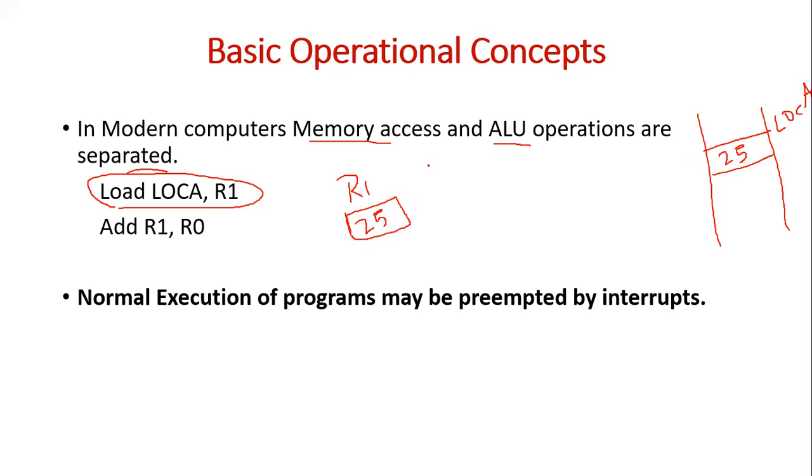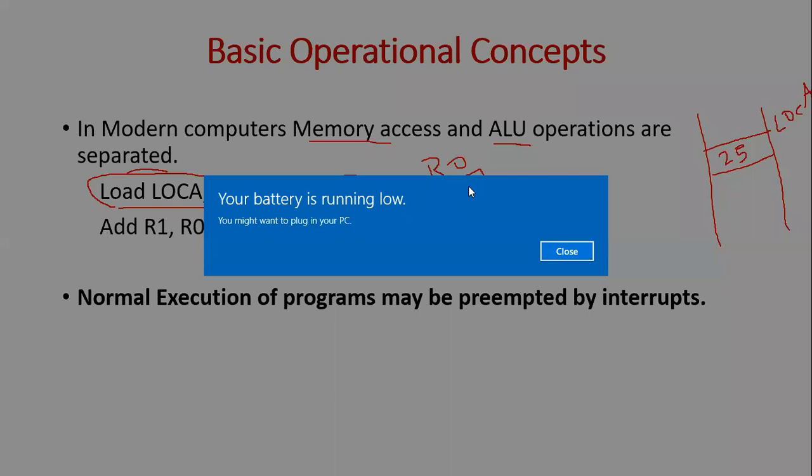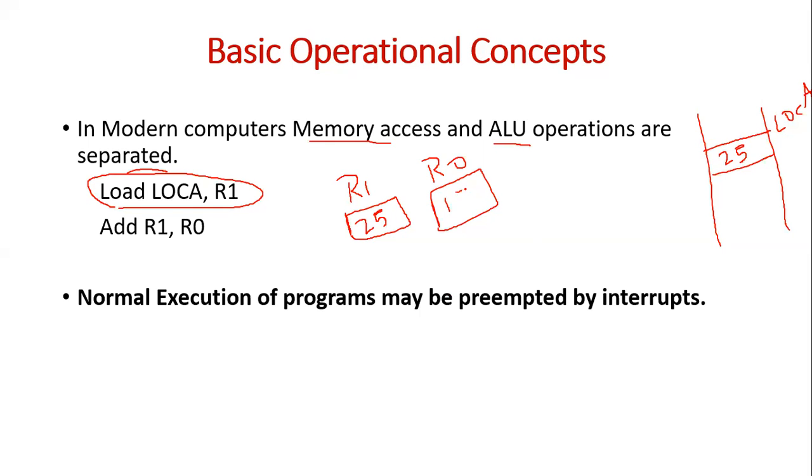Okay. And R0, we are already assuming, is holding the value 15. And then we are saying add R1, R0. Now R1 and R0 will be added and the result will be stored in R0. So whatever the previous value of R0 was, that will be updated. Previously R0 is 15, but after executing this instruction, R0 will become 40. So this is how it works.